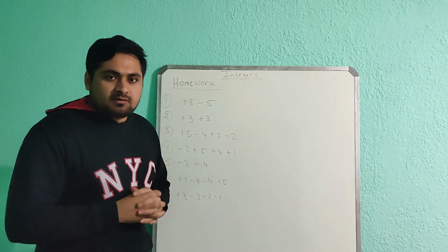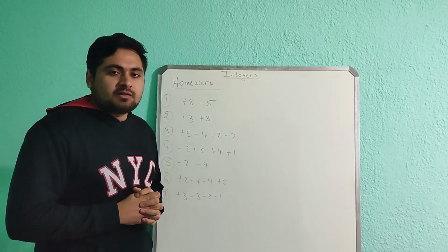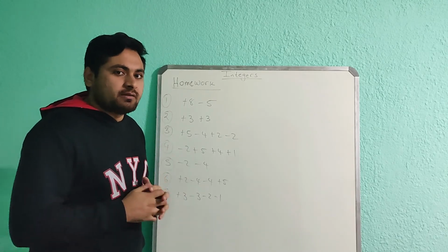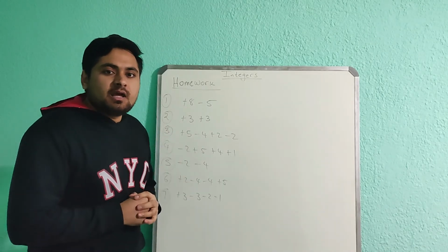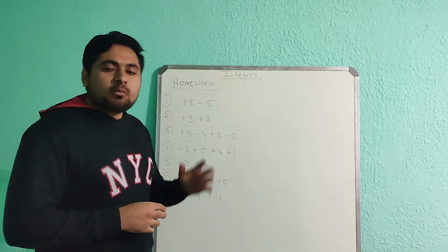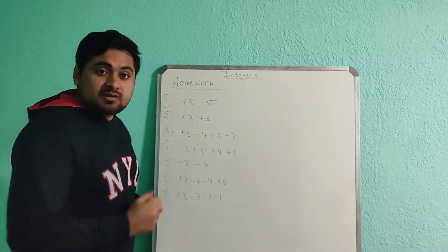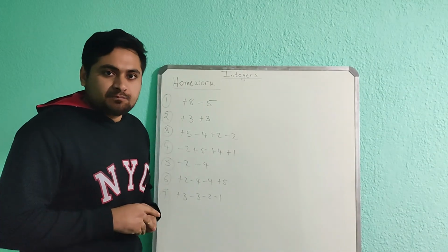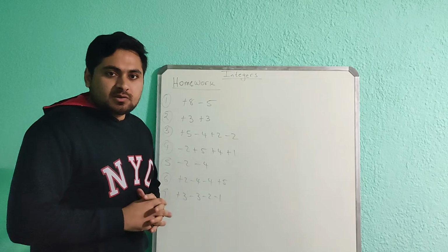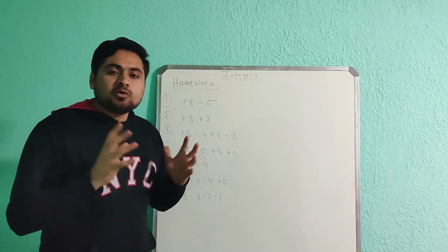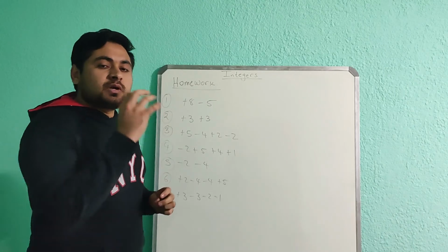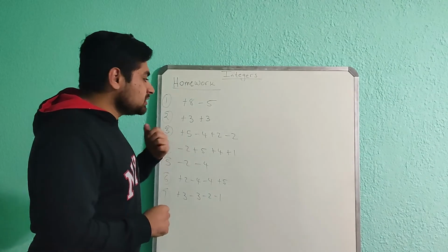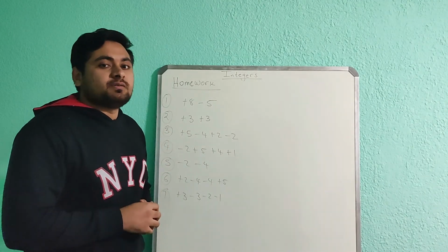If you use this method, it will be slower in the starting, but as you do more and more examples, you'll see these rules will start to get in your head. The number lines will become a normal thing for you, and then doing these sums will become very easy. It is going to take you time the first time when you do it, but don't lose hope. Just do your homework and make sure you come to the next video and see how I've solved this.